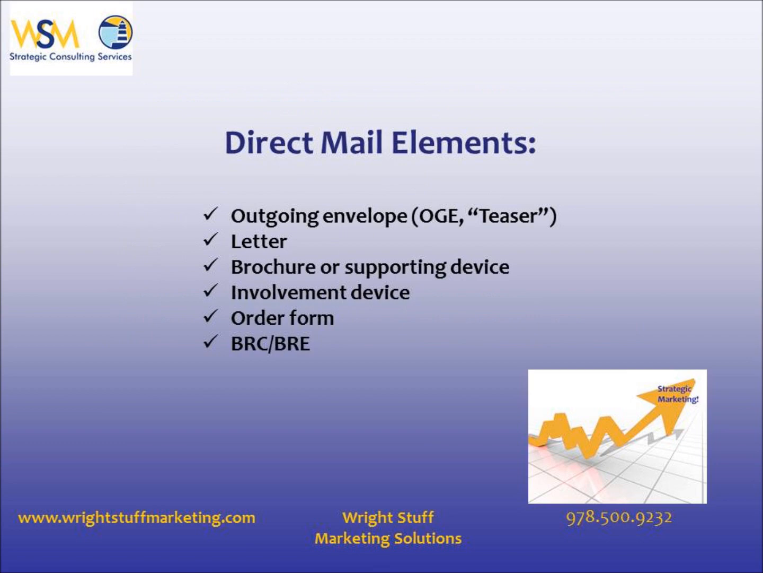Direct mail has the following elements in it. Now, we will also look at catalogs, but this is just for direct mail pieces. The first piece is an outgoing envelope, or an OGE. An OGE often has to have a teaser on it, and what I mean by a teaser is something to get the person to open that envelope.